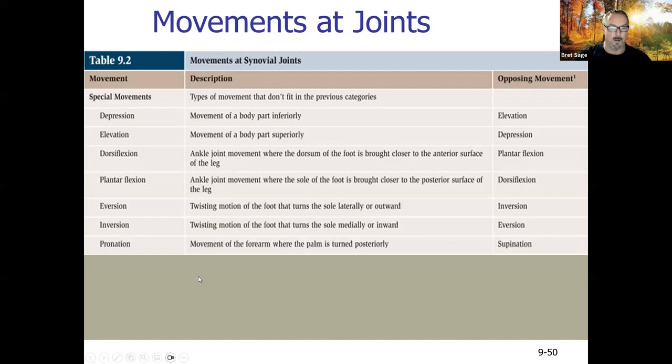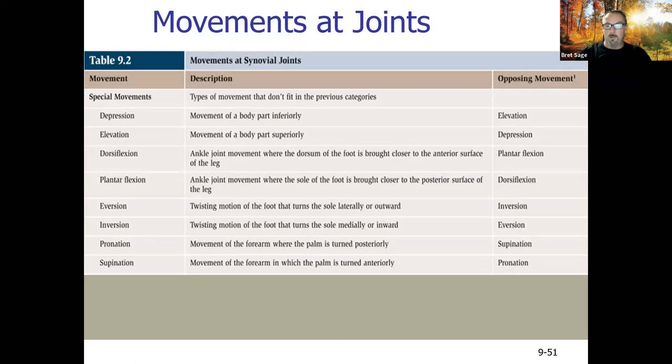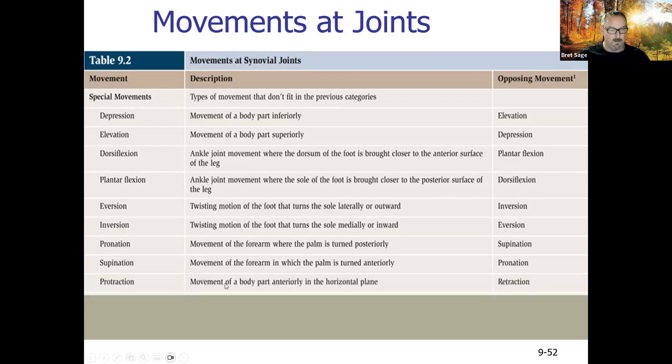Pronation, moving the forearm where the palm is turned posteriorly. So if you push your palms backwards so that someone standing in front of you would see the back of your hands. Supination is turning out. So if you have your palms facing the observer, that's supination.